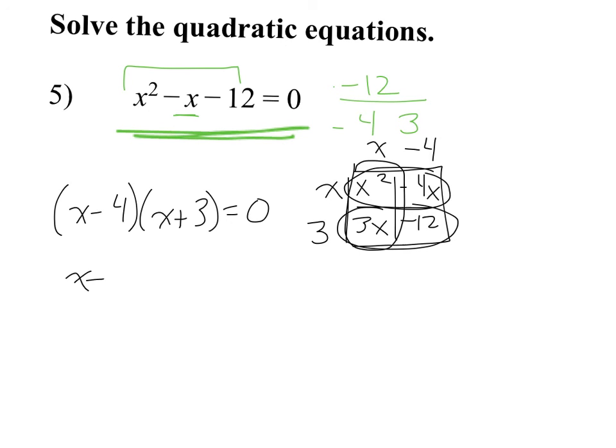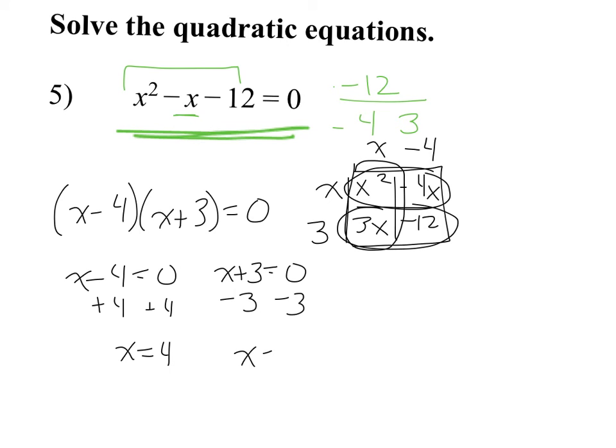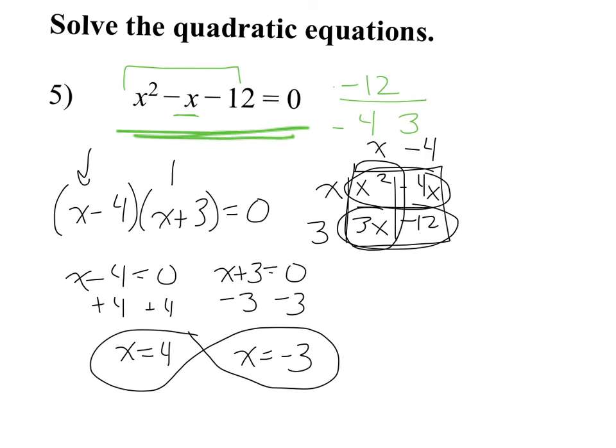And so then I'll just set those factors equal to 0. So I'll add 4. So x equals 4. I'll subtract 3. x equals negative 3. Hopefully you start to see the pattern that whatever is the opposite of the number in your parentheses is typically what's going to happen. Now on the previous page, when you had like a 3x, you had to divide the 3, but it still works very similar.